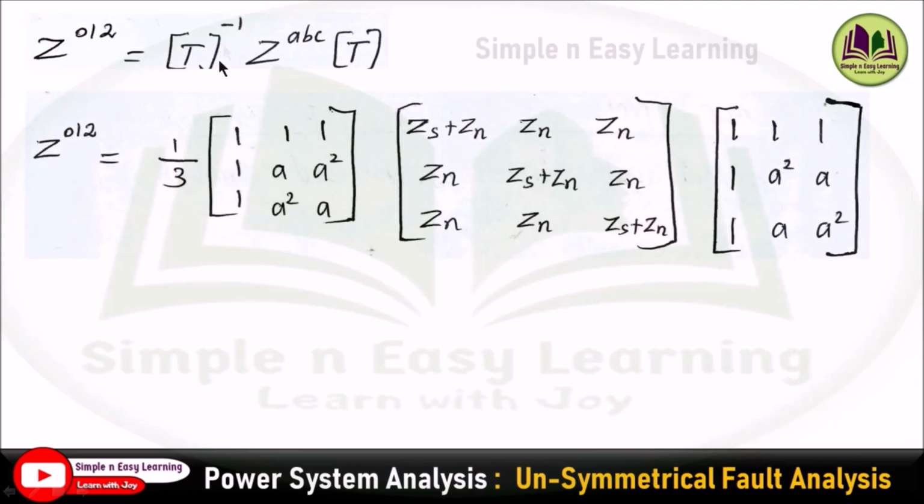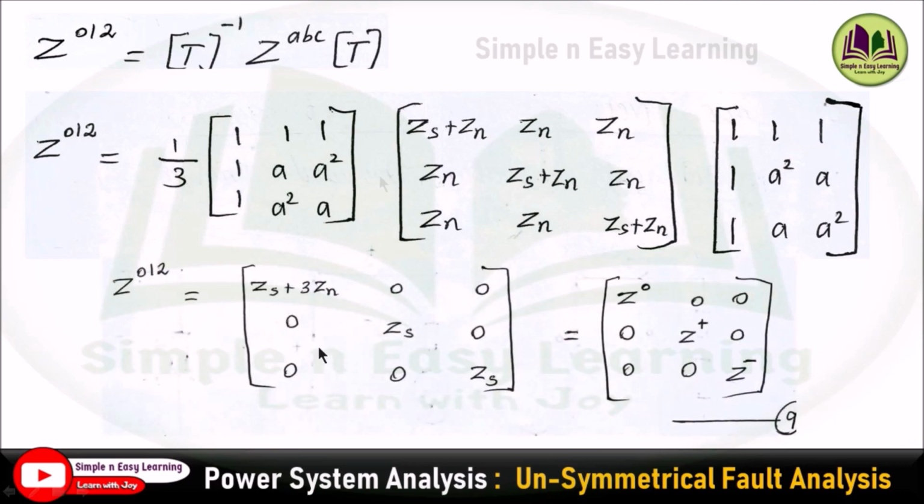Z012 equal to the T inverse matrix, which is 1 by 3 and this complete matrix 1 1 1, 1 A square A, 1 A A square, and this ZABC we determined previously, so we can substitute it here, and the T matrix is 1 1 1, 1 A square A, 1 A A square, the transformation matrix. So by doing the matrix multiplication of these three terms, we obtain Zs plus 3Zn, and the remaining two terms are 0. Similarly for the second row, 0 and Zs and 0, and 0 0 Zs.